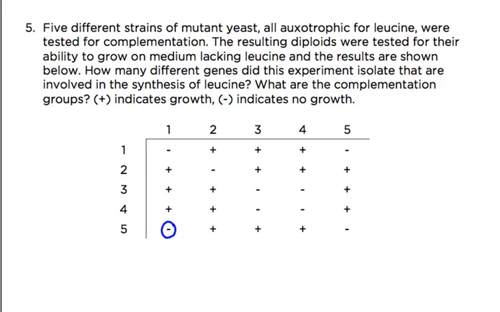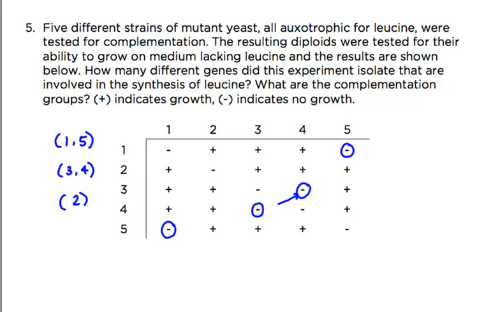Okay, and then you also see, if you look down the 3 column, that 3 complemented with 4 does not give any growth. And that's the same as this, 3 and 4. And then again, here's 5 and 1. So we know that the complementation groups for this are going to be 1 and 5, because they do not complement each other, 3 and 4, and then 2 is by itself.